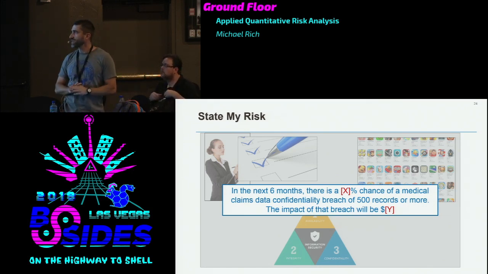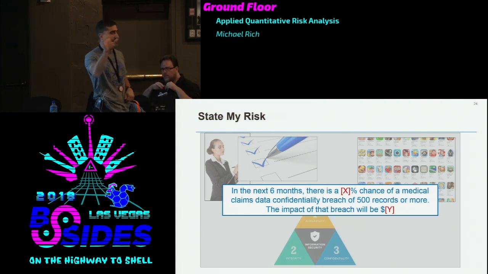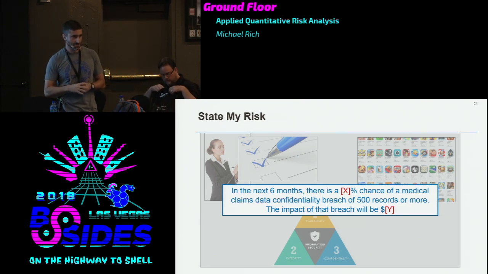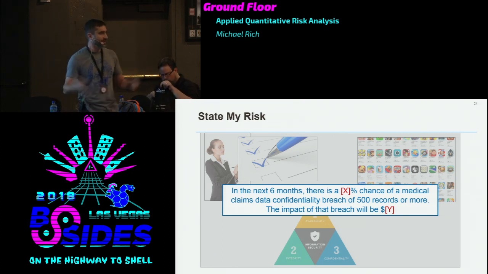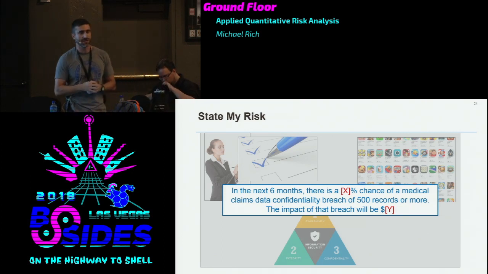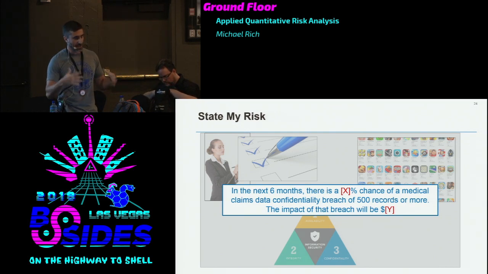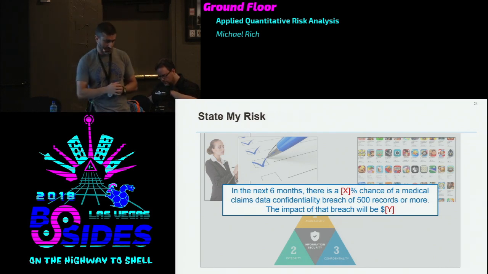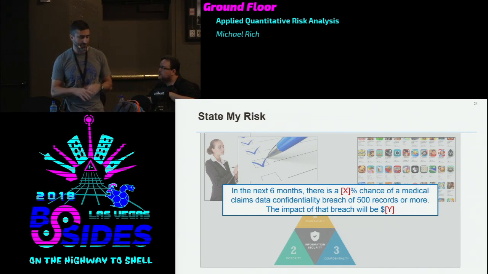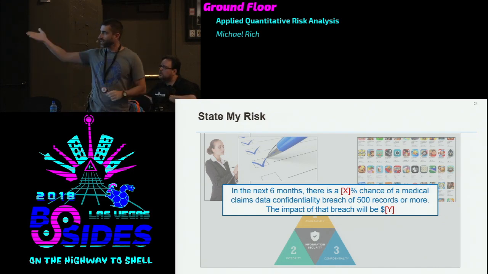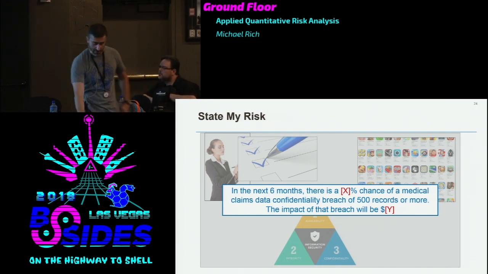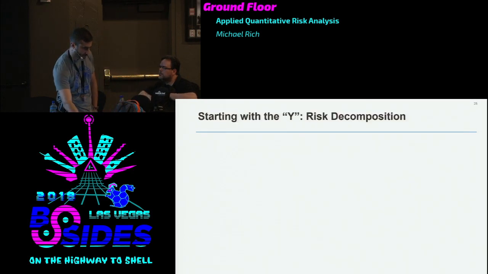There's an X% chance of a medical claims data confidentiality breach of 500 records or more. 500 records is the trigger point for Health and Human Services. You go over 500 records, that's when the pain comes. So that's when I wanted to activate most of my cost centers. So that's why I picked 500 records or more. And the impact of that breach will be Y dollars. All right. So that's a nice statement of a risk, but now I've got to get down to business. How do I calculate these risks?